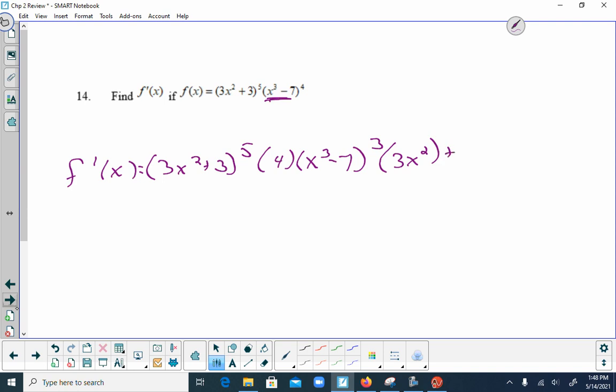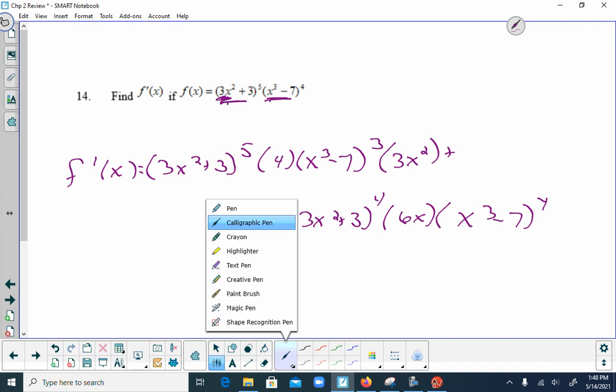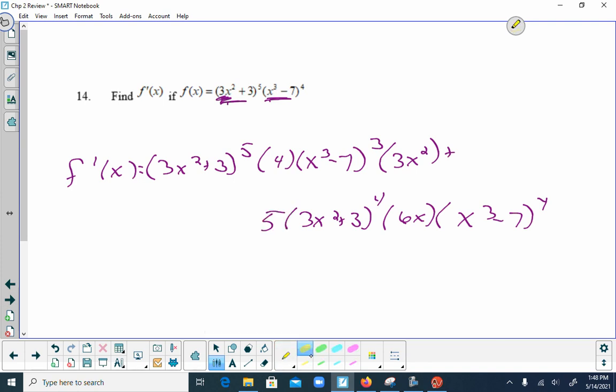Plus, now I'm taking the derivative of this first one, so I'm going to write down here, 5 times 3x squared plus 3, reduce that power by 1, so that'll be to the fourth. Take the derivative of what's inside, so that'll be 6x. Leave the second parenthesis alone. Then when I go to simplify this, the two quantities that I know are going to factor out are this 3x squared plus 3, and then the other one is this x to the third minus 7. I'm only going to worry about factoring these two out now. I'll factor everything out later.